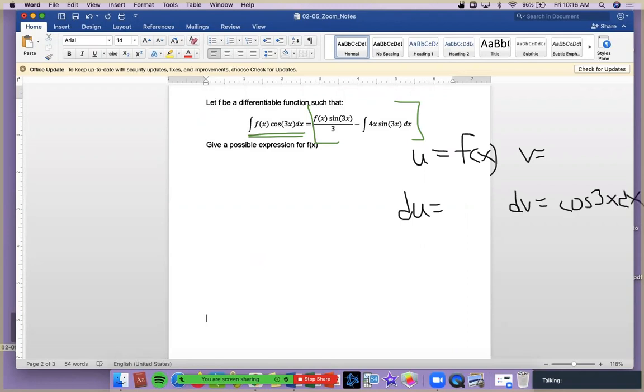Okay, that's how your setup should look. Then you've got to fill this in by taking the derivative of the u and by integrating the dv. Let me switch colors to highlight. And why did I jam myself on the right side of the screen? I don't know. The du is, okay, I'm going to stop talking as you guys do this.